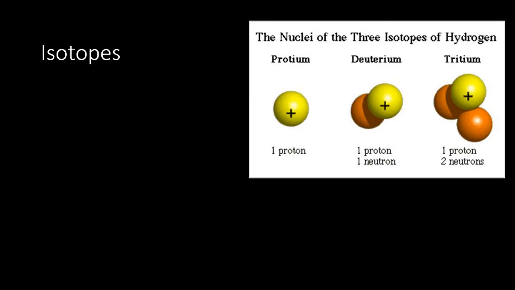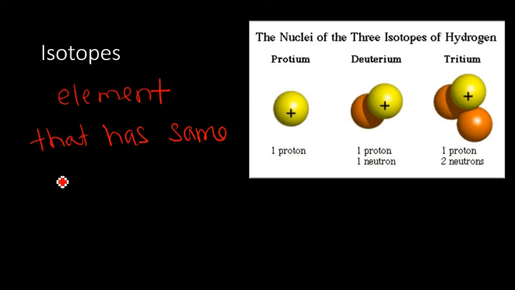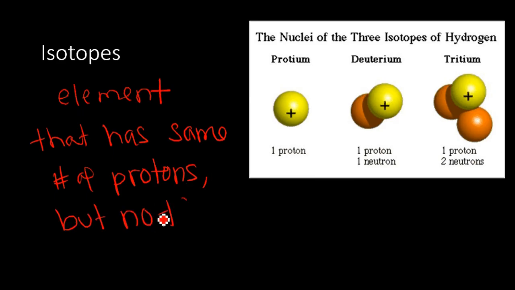Okay, isotopes are another interesting part of chemistry. We do talk a lot about it in biology because they have many biological purposes. So an isotope basically is just an element that has the same number of protons but not neutrons. So they differ in the number of neutrons they have.